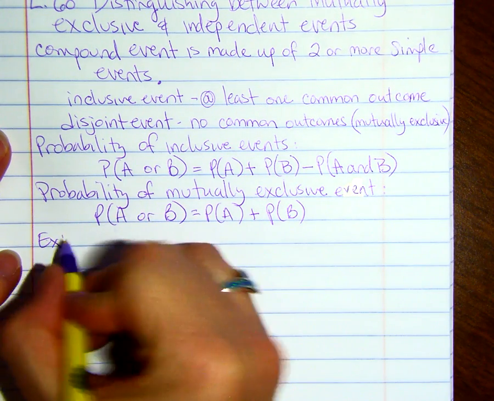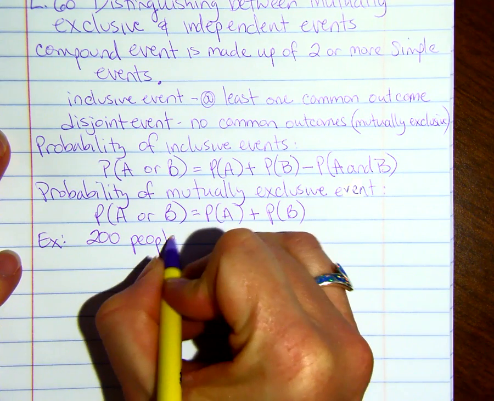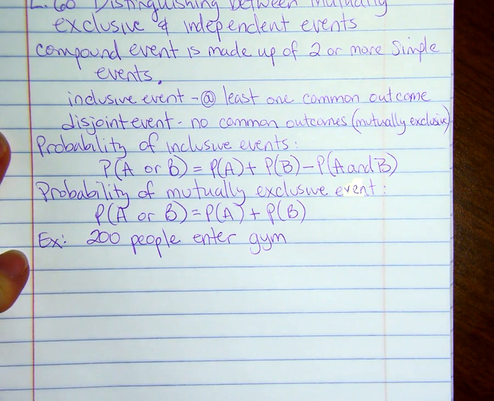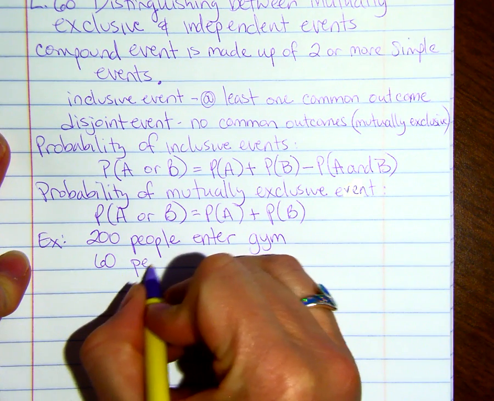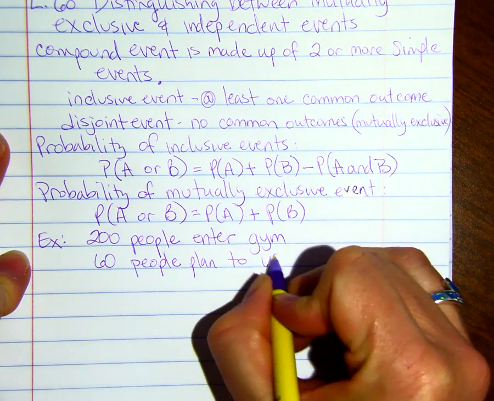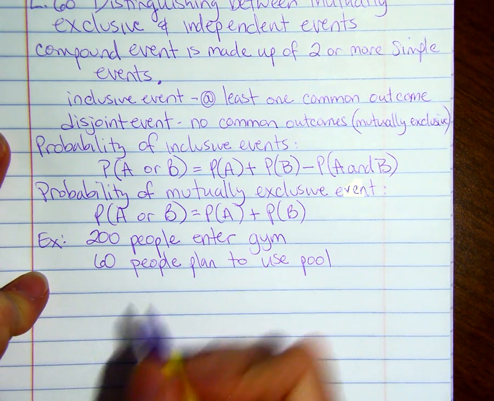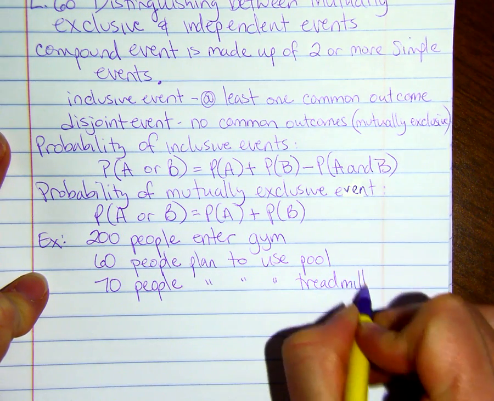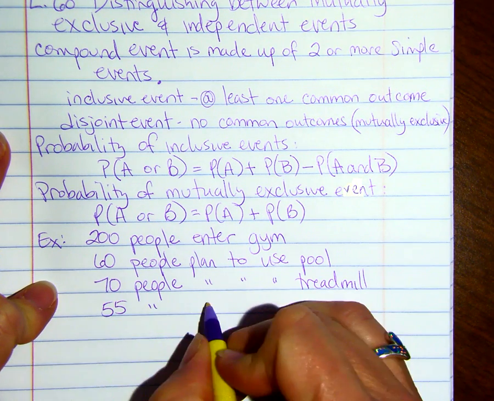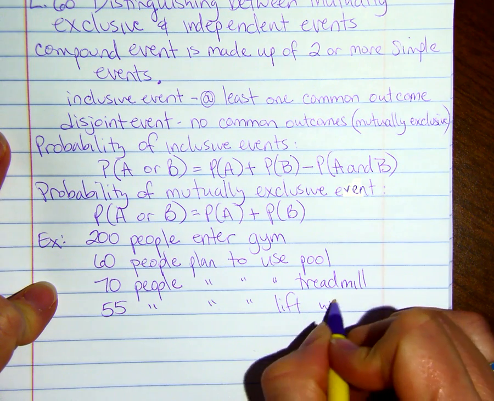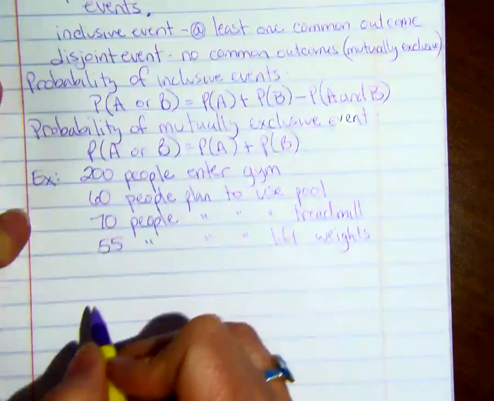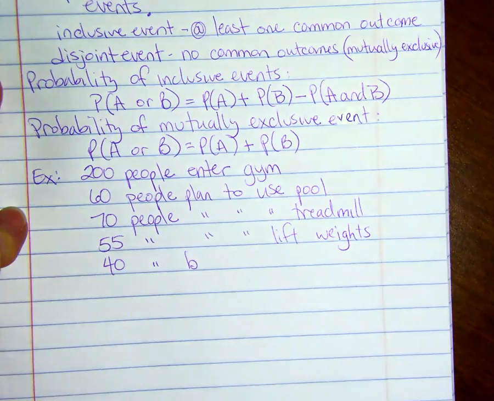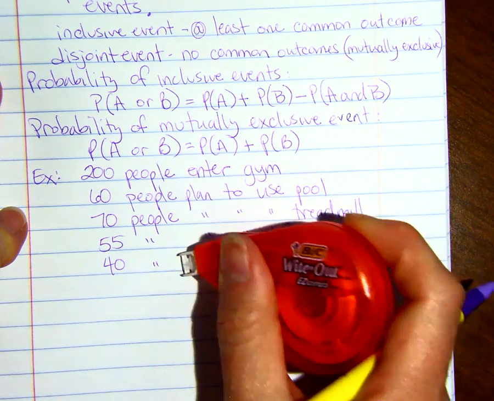So we're going to just do one example. If you have 200 people enter the gym, not the gymnasium like your school gym, but the gym like Planet Fitness or something like that. 60 people plan to use the swimming pool. 70 people want to use the treadmill. And 55 people plan to lift weights. And 40 people are going to use both the treadmill and the weights.